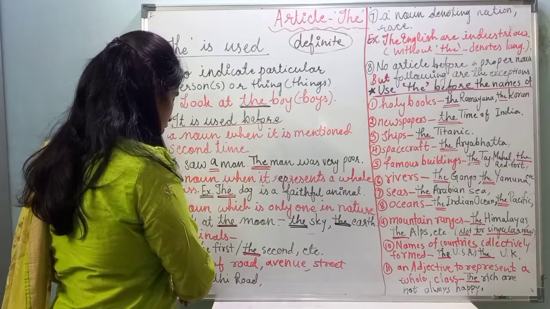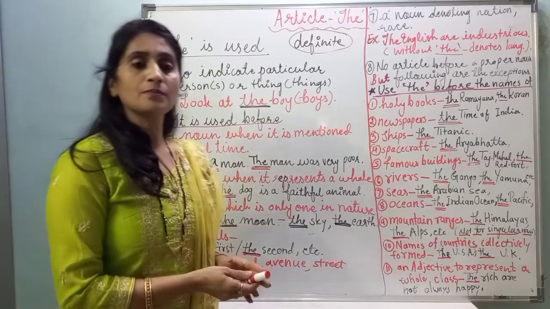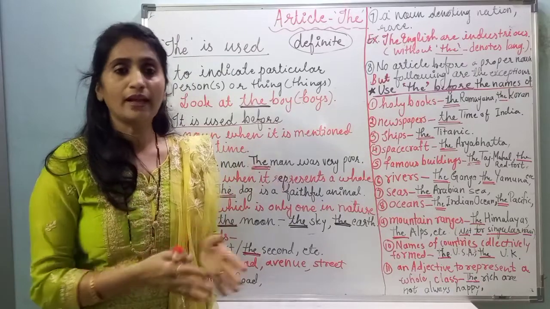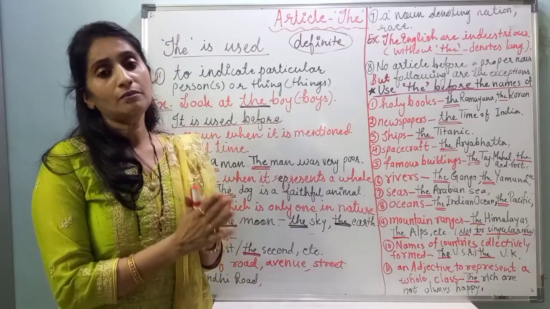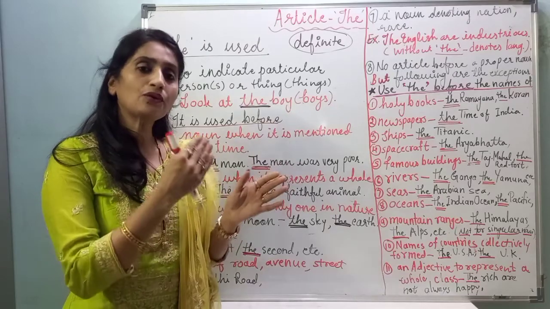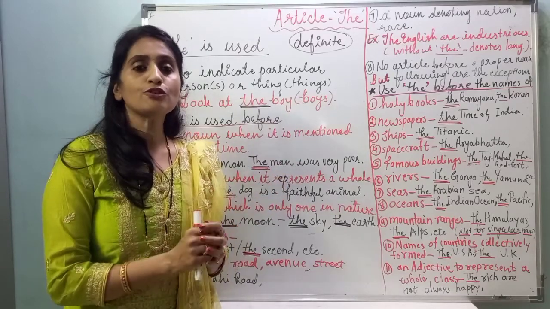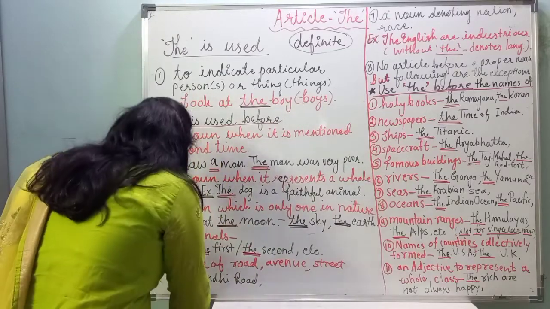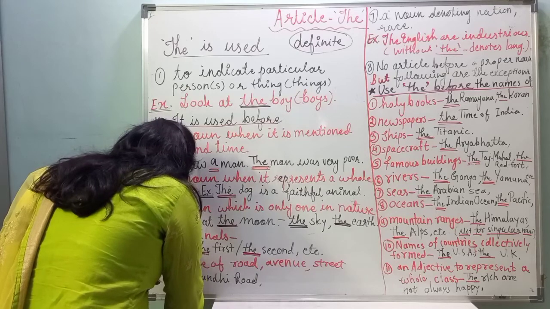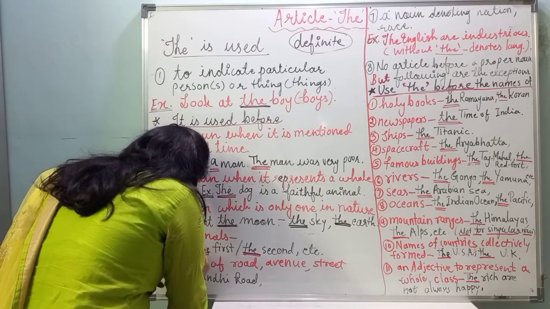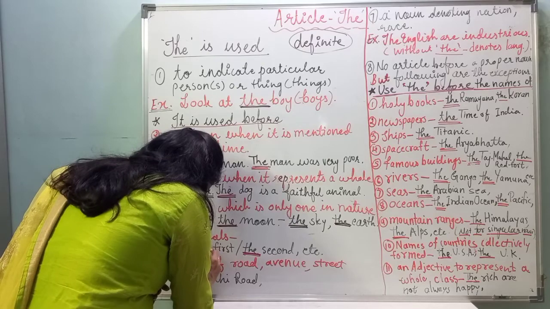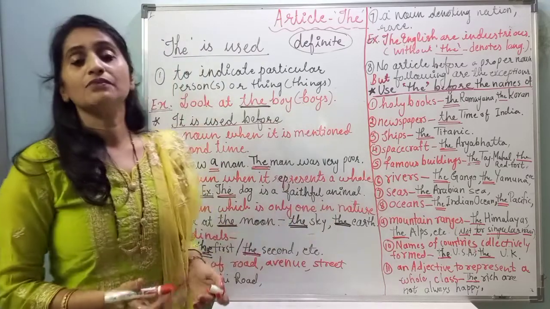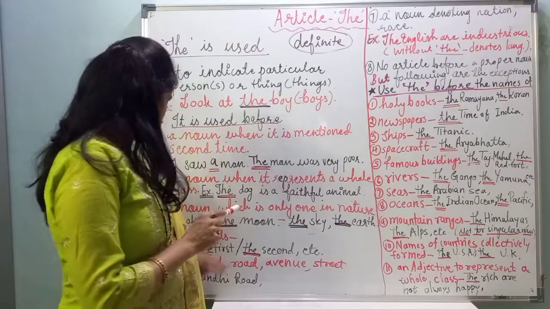Then, before the ordinals. What means ordinals? Ordinals means first, second, third, fourth, like this. If the ordinal numbers are there, before these numbers also, we should make use of the article the. For example, see here, ordinals, he is the first, okay, or he is the second. Like this we have to make use of the.